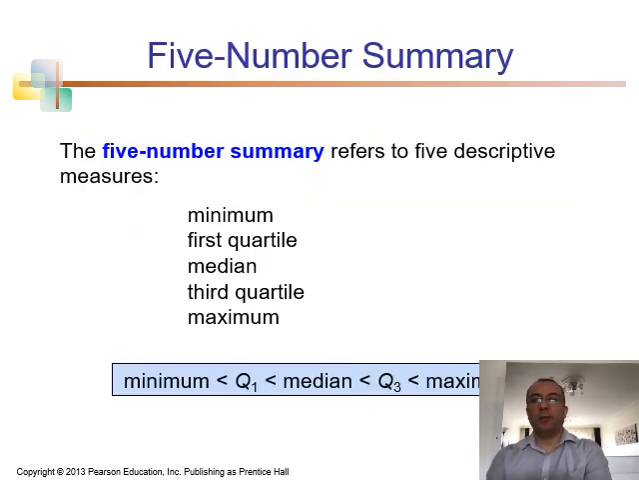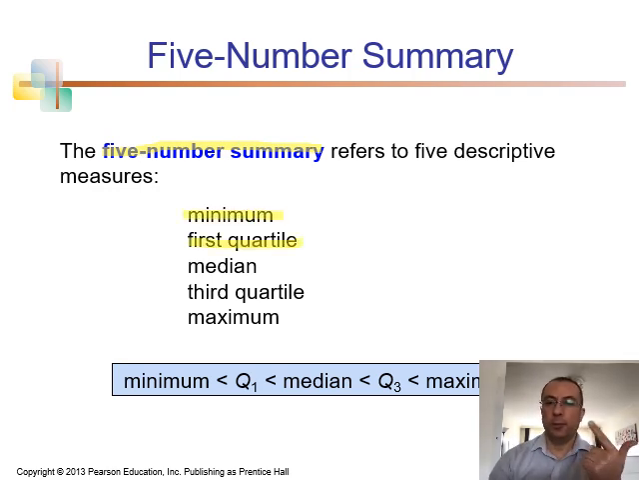Now, 5-number summary. This is something that we will use frequently. What is the 5-number summary? Minimum, this is number 1. Q1, number 2. And median, number 3. Third quartile, number 4. And the maximum, number 5. So what do we do with those numbers? We draw something called box plot. So a box plot is something like this.